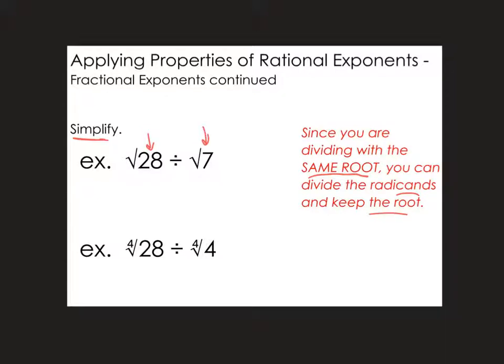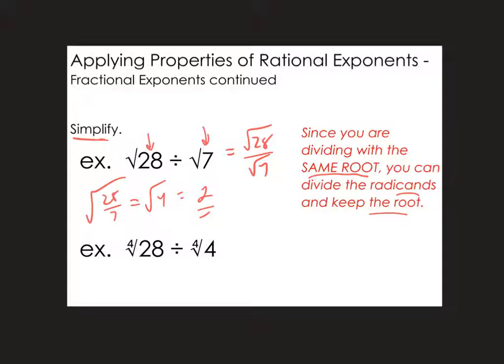So the square root of 28 divided by the square root of 7, first off, I think it'd be easier to see it like this. The square root of 28 divided by the square root of 7 is really able to be looked at sort of like 28 over 7, which is the square root of 4, which is 2. Done. Again, we want to be able to do this without a calculator.